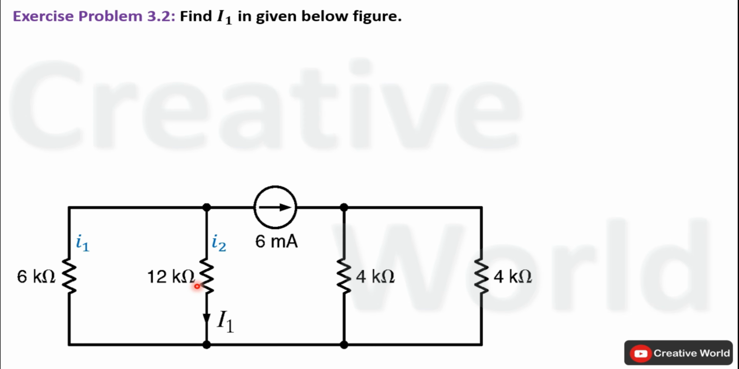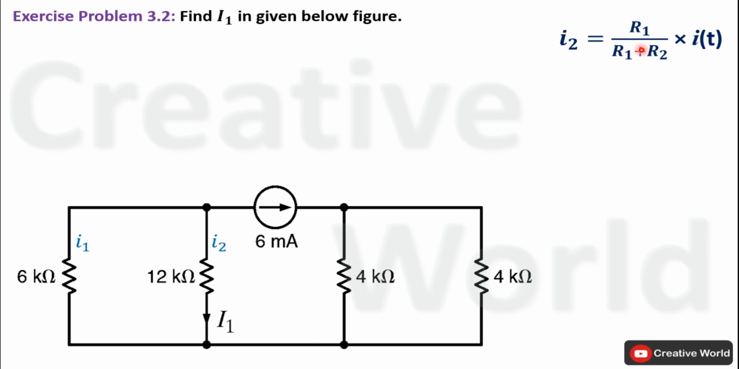Now we will use current divider rule formula to calculate the value of current I2, which is the current through this branch. Using current divider rule, I2 will be equal to R1 divided by R1 plus R2 multiplied by I_T. Here I_T is total supplied current. In our case, it will be 6 milliampere. R1 is the resistance of opposite branch, which is 6 kilo ohm, and R2 is the resistance of same branch, that is 12 kilo ohm.